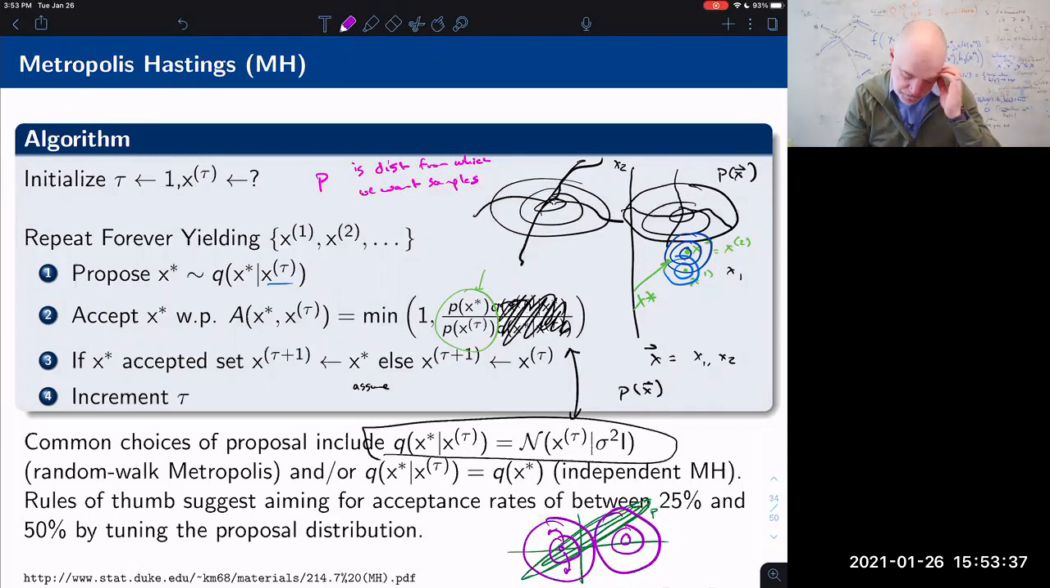Okay. So there are lots of common choices of proposal distributions. One of them is to do this symmetric Gaussian thing. Another one is to just do independent Metropolis-Hastings, which is kind of related to rejection sampling in a weird way.